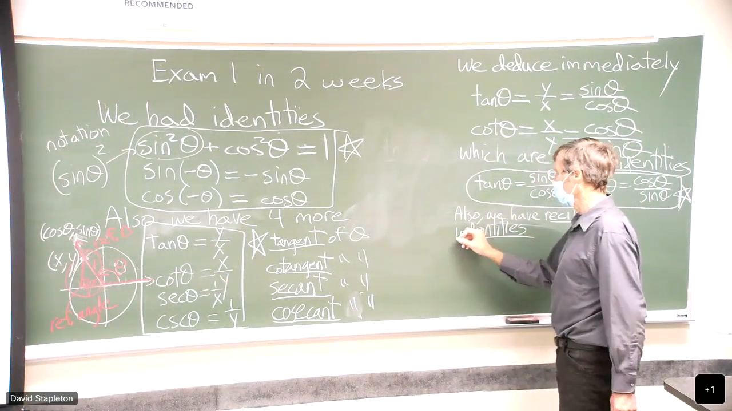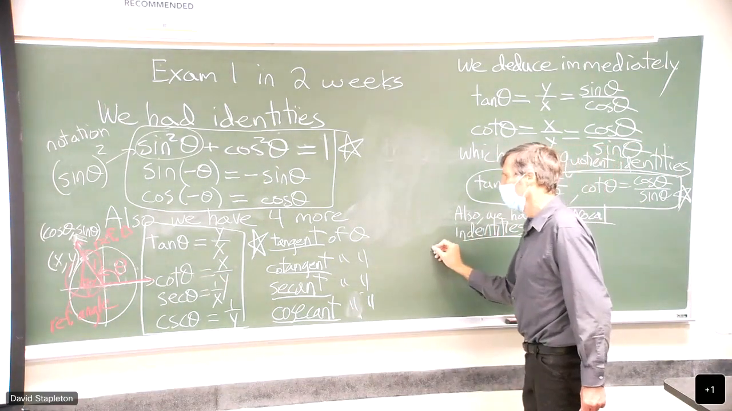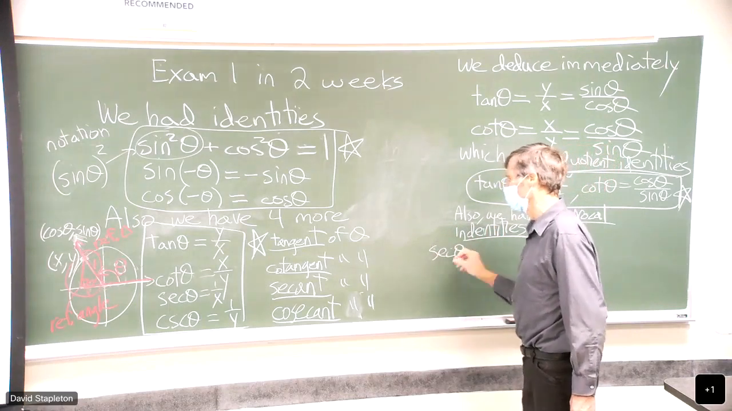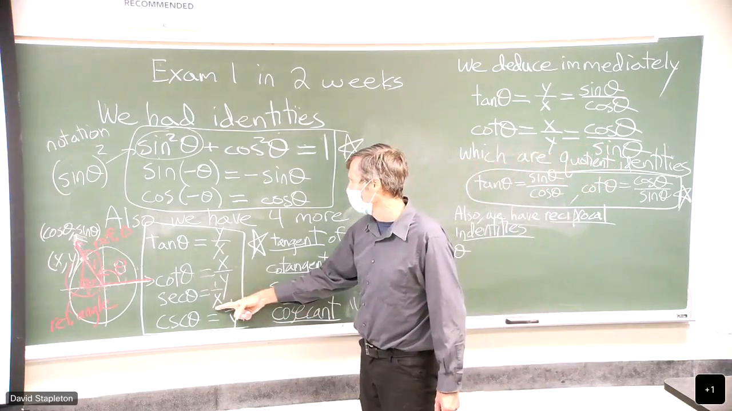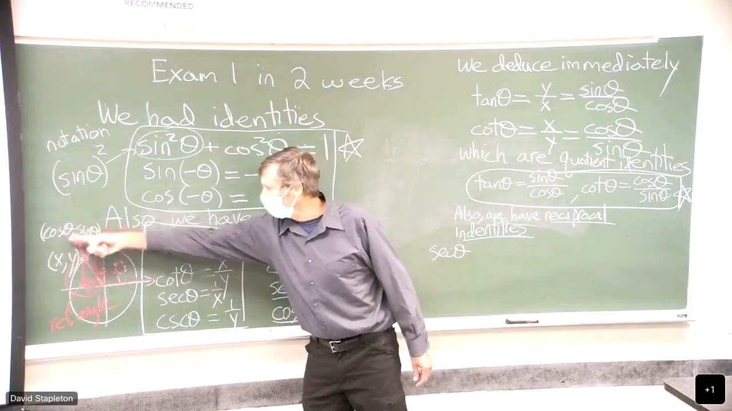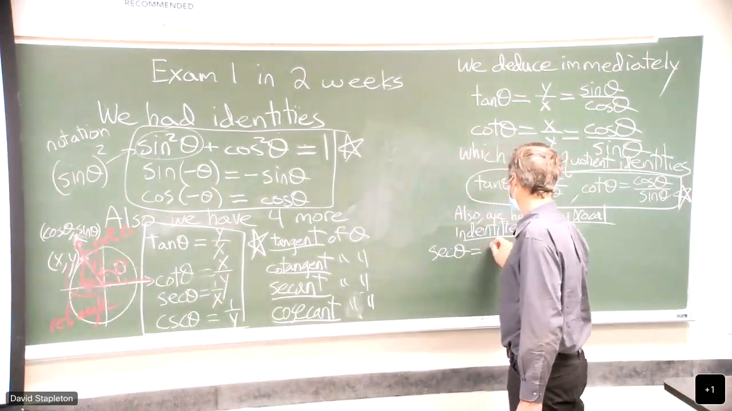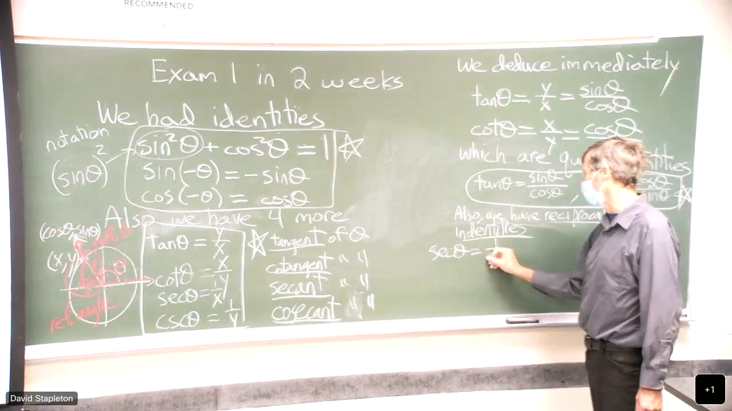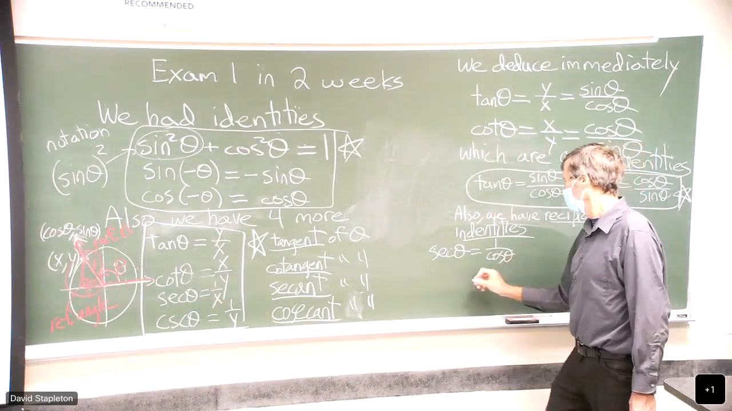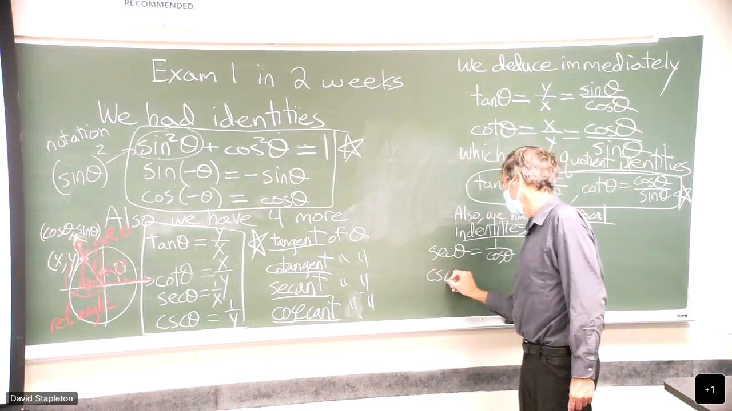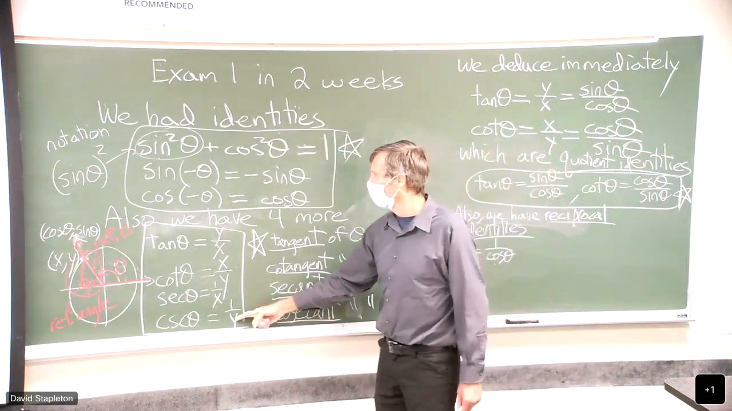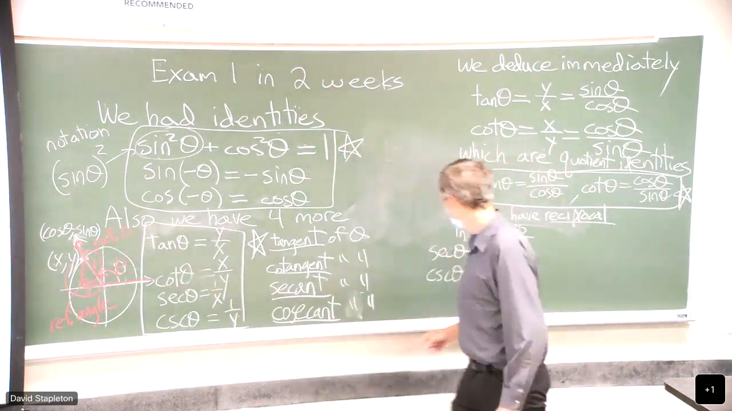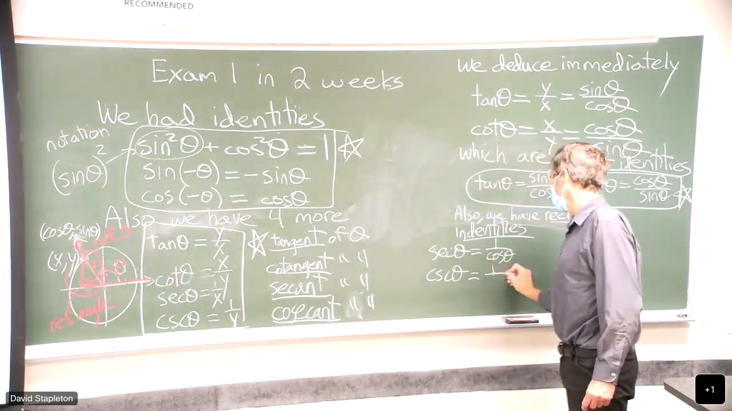So the reciprocal identities are these. We notice the secant of theta, for instance, is 1 over x, but x is the cosine, so it's 1 over cosine. Right? So it's a one-step proof. Secant is 1 over x is 1 over cosine. The cosecant of theta, that's 1 over y, but y was the sine, so it's 1 over the sine of theta.